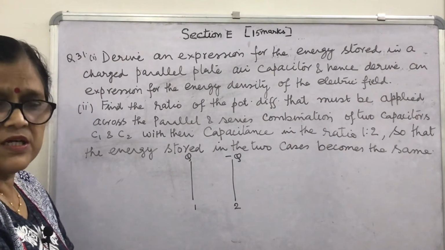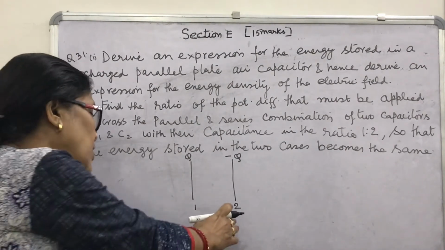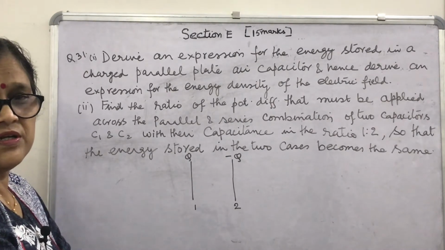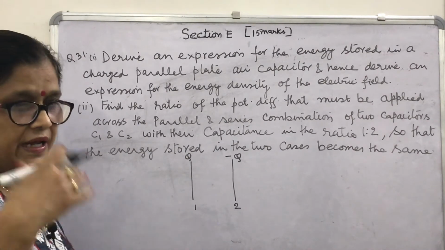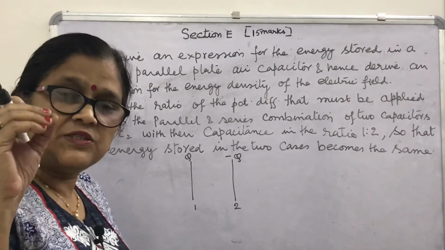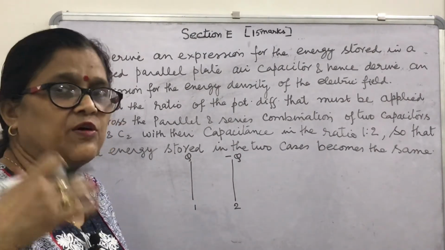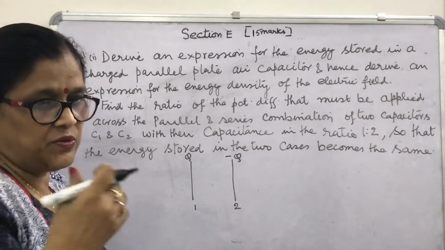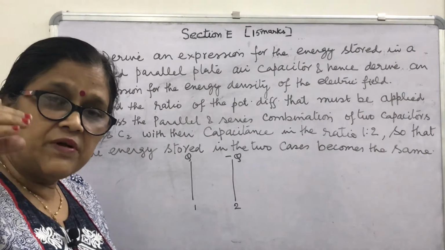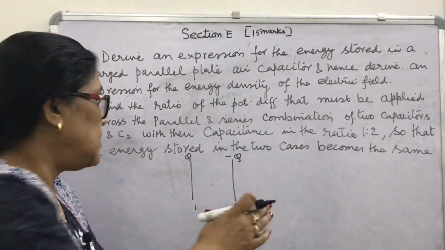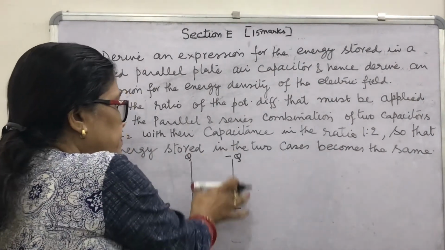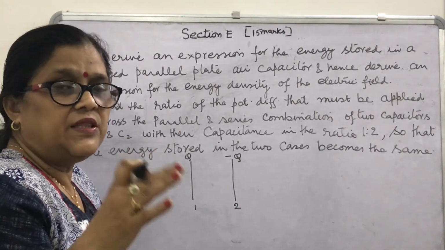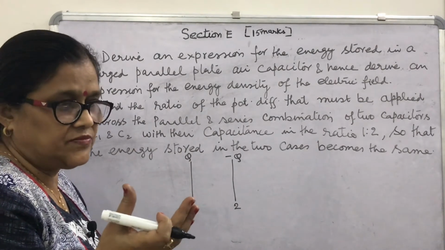In transferring the charge from second to first, work will be done, and this work is done externally, since the first one is at higher voltage as compared to the second, with plus Q on the first and minus Q on the second. This net work done will be stored in the combination, this system of plates called a charged capacitor, in the form of potential energy.